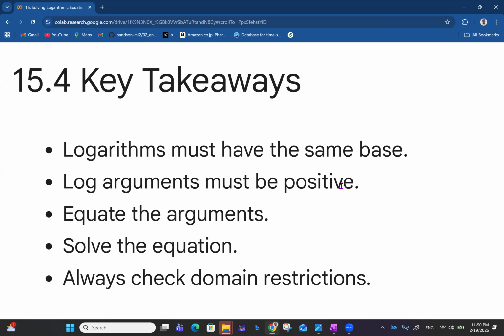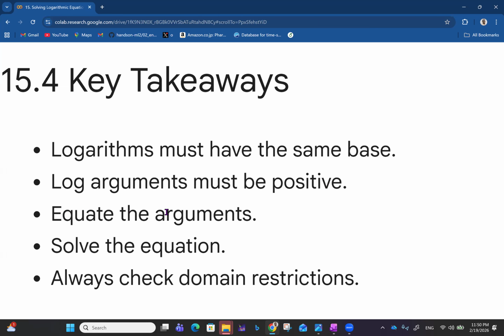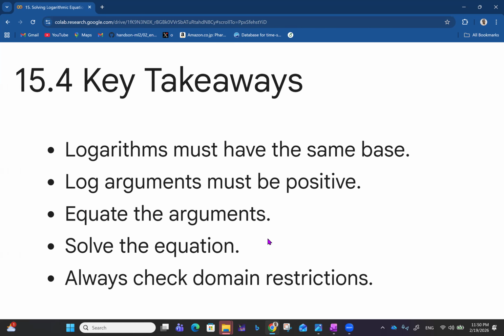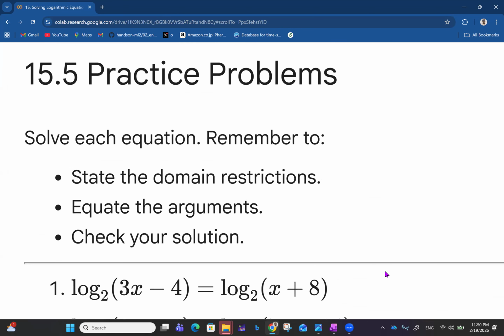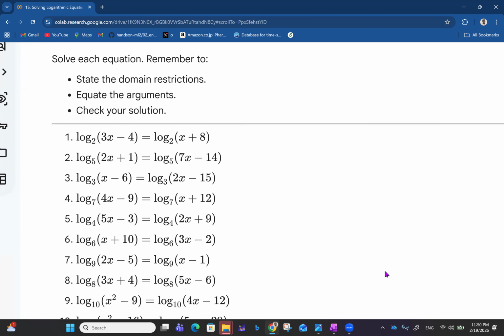Then the logarithm argument must be positive. Of course, we know that. Then you equate the arguments and solve the equation. Always check the domain restrictions, because the domain restrictions alone can tell you if the answer is going to fail or not, like we saw in that last example.